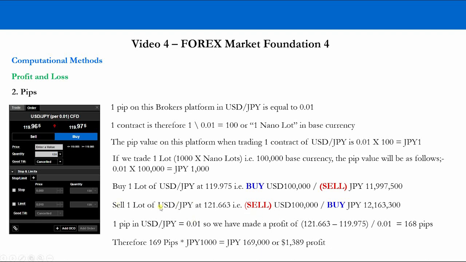So we sell 1 lot of dollar yen at 121.663. So we sell $100,000 and buy 12,163,300 Japanese yen. So 1 pip was 0.01, which means we've made a profit of the difference divided by 0.01, which is equivalent to 169 pips. So we'll just round it up to 169 pips times 1,000 yen is 169,000 yen. To work it out in the base currency, we just divide by the current exchange rate.